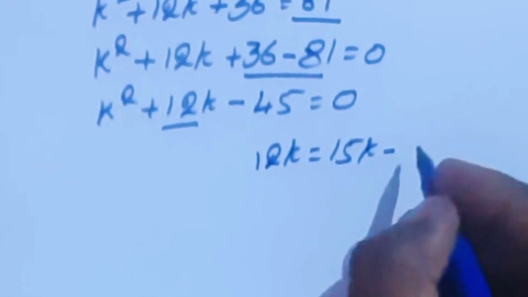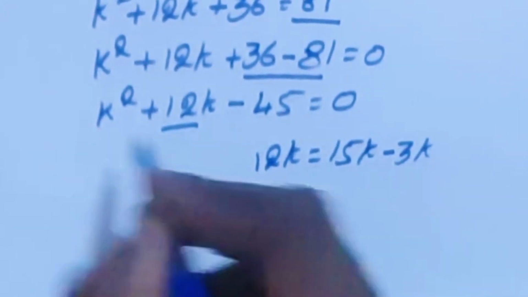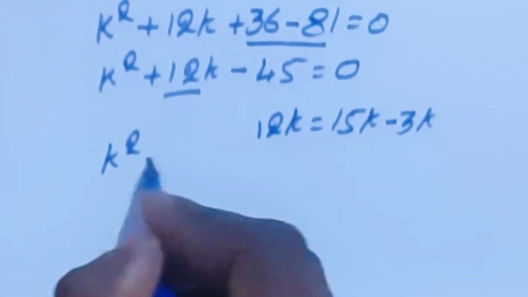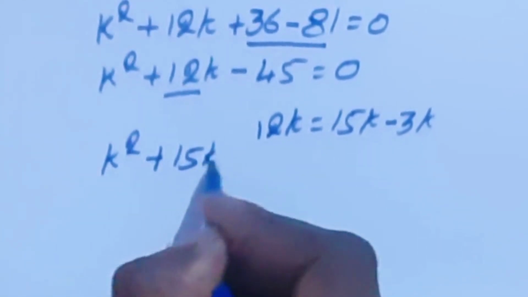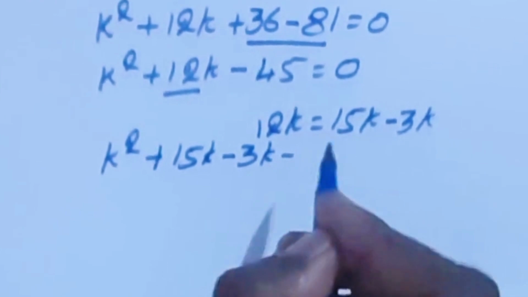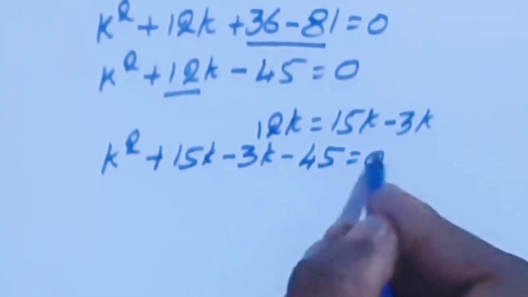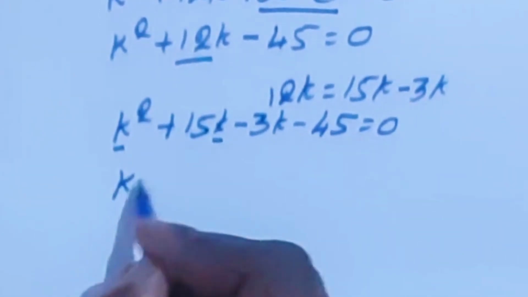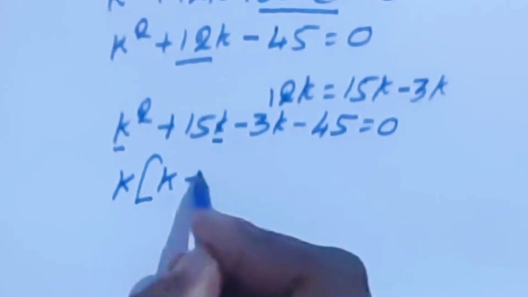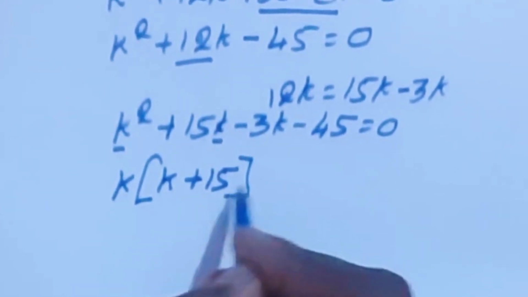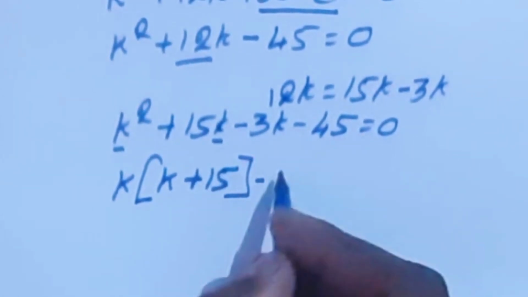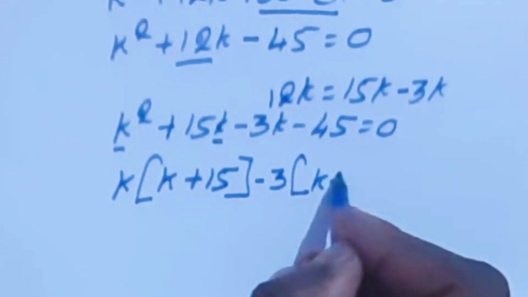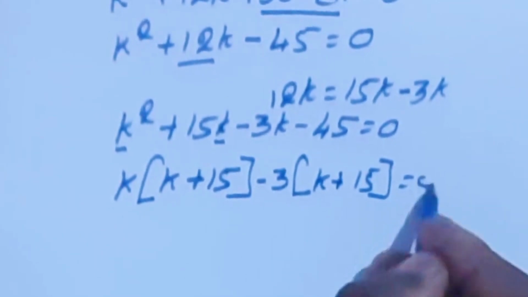15k minus 3k. This we are going to apply here. So k^2 + 15k - 3k - 45 = 0. Now k(k + 15), here we are going to take this 3 out, minus 3(k + 15) = 0.